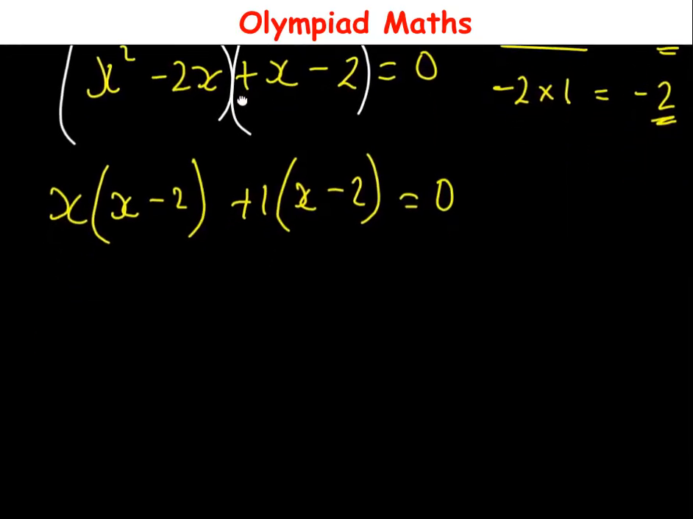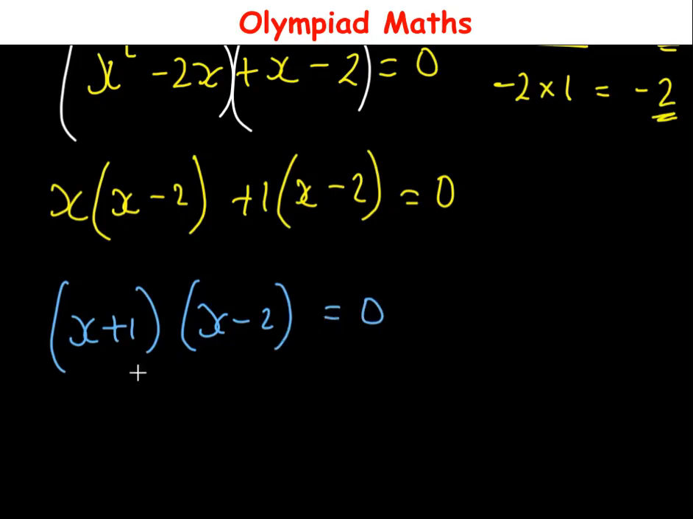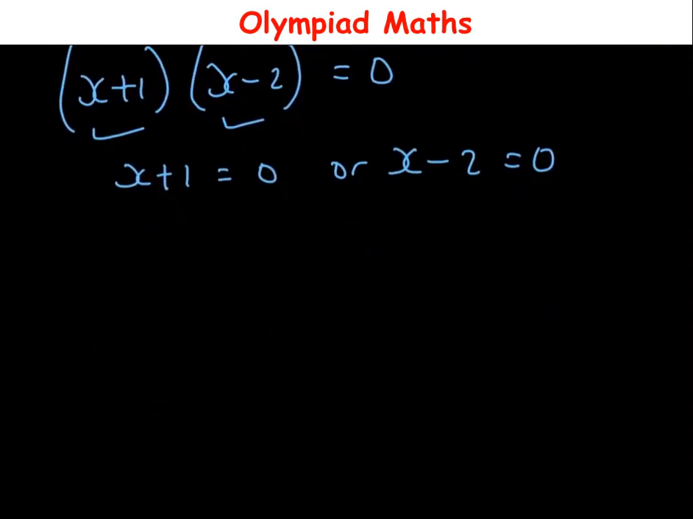Such that we can then pick the ones outside the bracket and group it. So we have x and plus 1 outside the bracket. So group it, x plus 1. And then we have x minus 2. So pick one of it, x minus 2. Then it's all equal to 0. At this junction, we can equate this to 0 or this to 0. So x plus 1 is equal to 0, or x minus 2 is equal to 0. And then let us solve for these two equations.